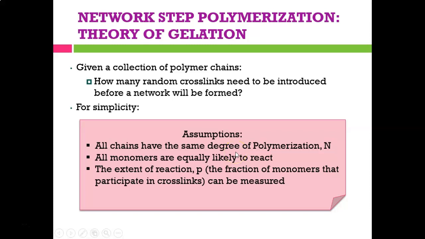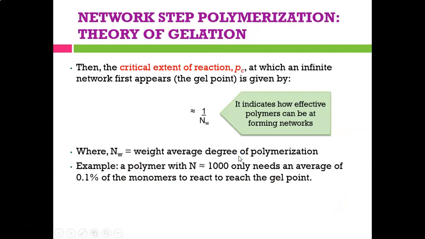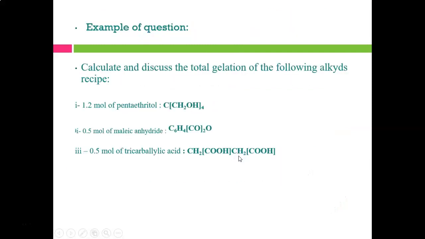So given a collection of polymer chains, how many random cross-links need to be introduced before a network will be formed? There are 3 assumptions that we use. All chains have the same degree of polymerization. All monomers are equally likely to react, and the extent of reaction can be measured. Now, if you look at the equations, it is a bit confusing because you don't know which equation is going to be used. So referring to this, it might help you get an overview of the equations that I have shown earlier.